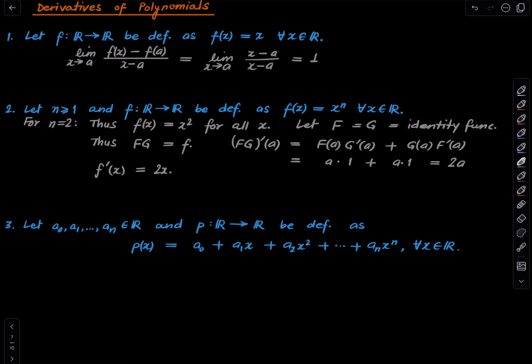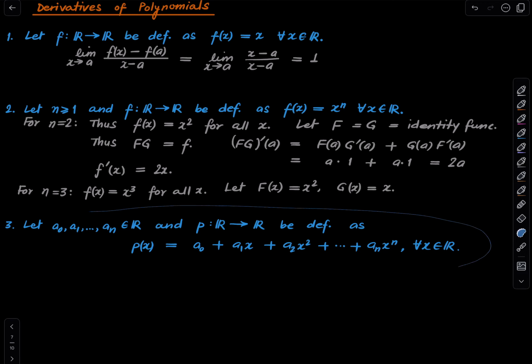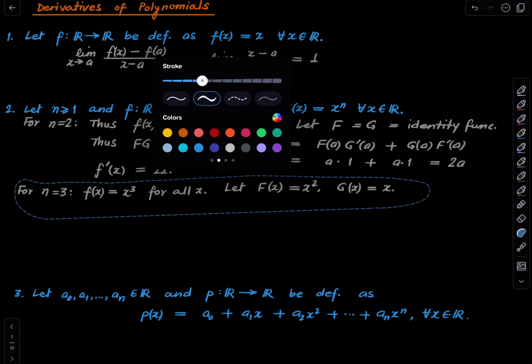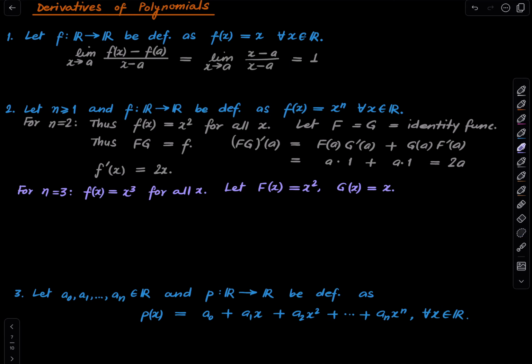Alright, let me do one more. What about the cubed function? So here we have f(x) equals x cubed for all x. This time, let capital F be the squaring function and capital G be the identity function. And now apply the product rule. So what we have is f times g is again little f. Just check.